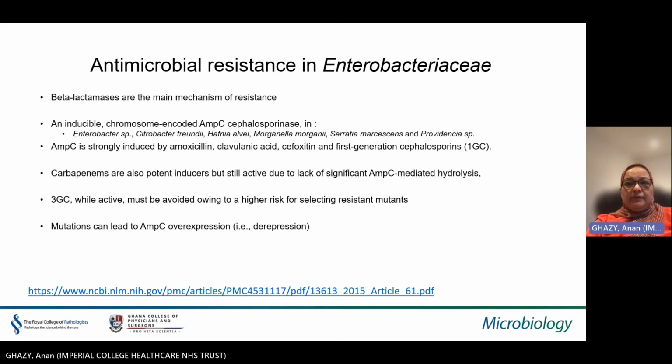So the mechanism of resistance for Enterobacteriaceae is caused by beta-lactamases, which is the main mechanism of resistance. There is an inducible chromosome-encoded AmpC cephalosporinase, which is mainly in Enterobacter, Citrobacter, Morganella, Serratia, and Providencia. AmpC is strongly induced by amoxicillin, clavulanic acid, cefoxitin, and first-generation cephalosporins. Carbapenems are also potent inducers, but still active due to lack of significant AmpC-mediated hydrolysis.